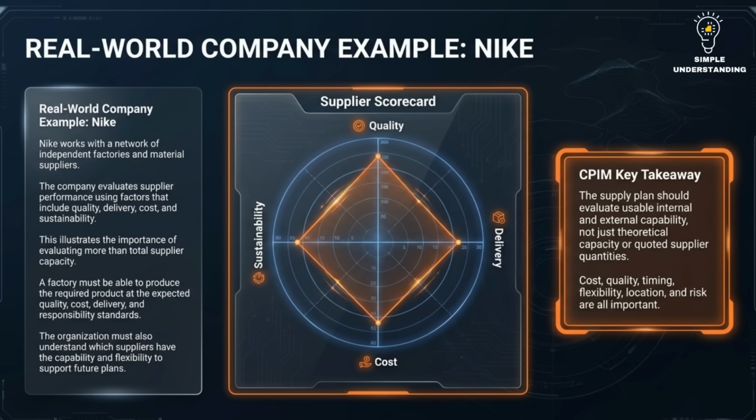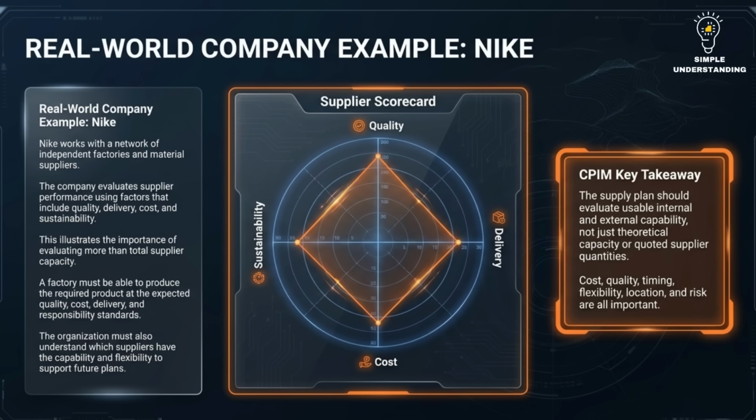Real-world company example: Nike. Nike works with a network of independent factories and material suppliers. The company evaluates supplier performance using factors that include quality, delivery, cost, and sustainability. This illustrates the importance of evaluating more than just total supplier capacity. A factory must be able to produce the required product at the expected quality, cost, delivery, and responsibility standards. The organization must also understand which suppliers have the capability and flexibility to support future plans.